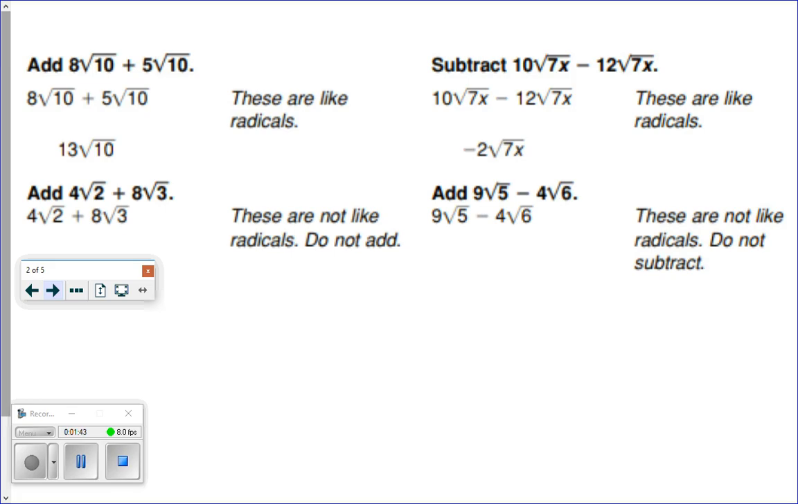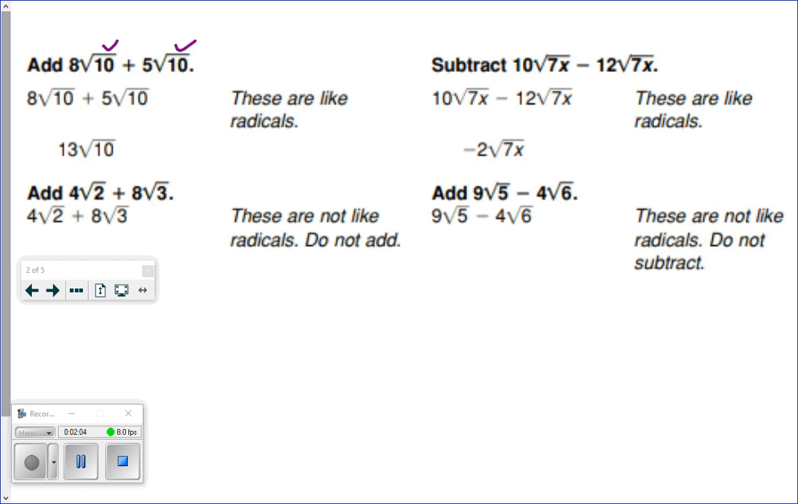You got 8 square root of 10 plus 5 square root of 10. Square root of 10s match. Those are like radicals. And so we can combine them together and do the 8 plus the 5. So the 8 and the 5 act as the coefficients. We can add them together and rewrite that as 13 square root of 10. Okay. Subtraction works the same way.